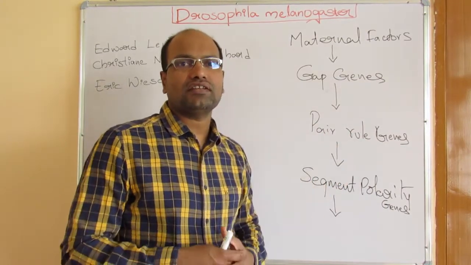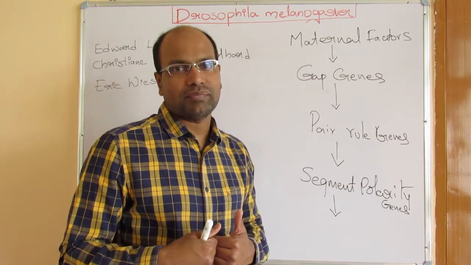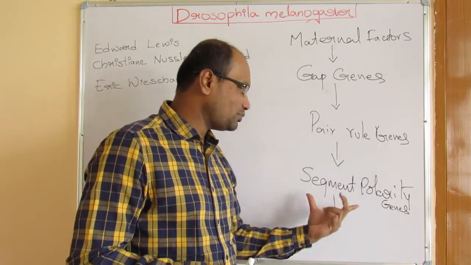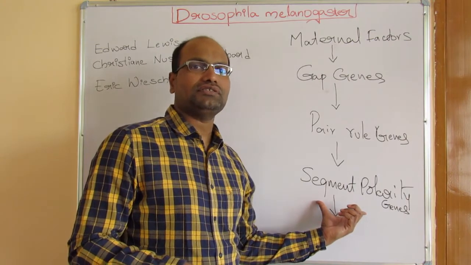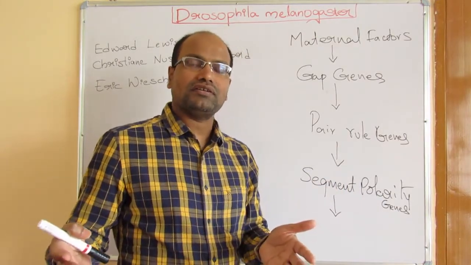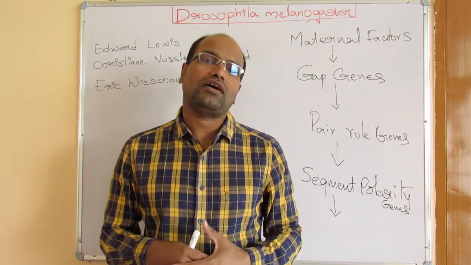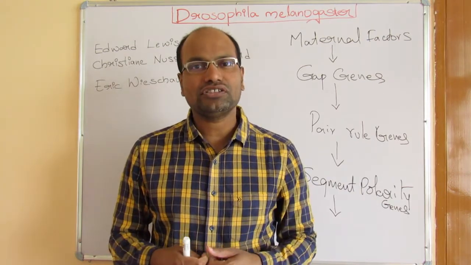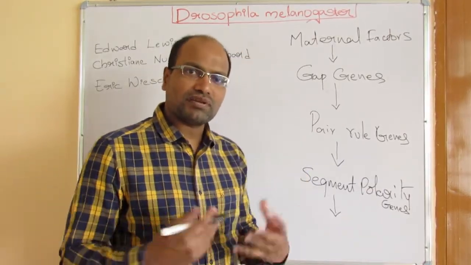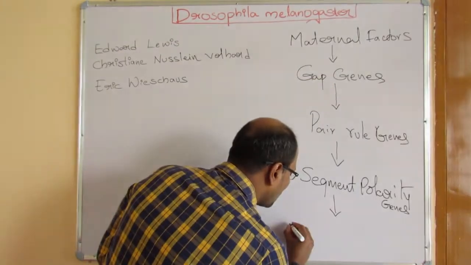Pair-rule genes are expressed in every alternate segment, which is taken here as a parasegment. We will see what a parasegment is compared to the segment region. Then these pair-rule genes influence the expression of the segment polarity genes, which will be expressed in every segment. So the pair-rule genes are expressed in seven segments, whereas segment polarity genes are expressed in 14 segments. As a whole, the Drosophila organism has 14 segments: 3 segments of the head region, 3 segments of the thoracic region, and 8 segments of the abdominal region. Now these segment polarity genes, expressed in 14 different segments, have products that influence another set of genes called homeotic genes.